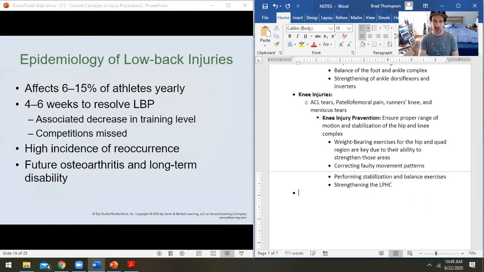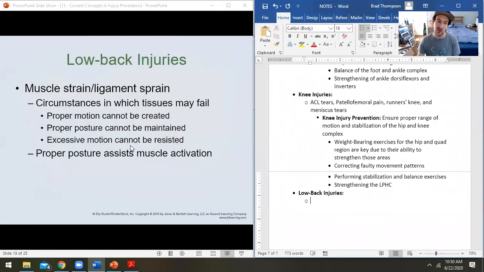Then we got low back injuries. Oh Lord, we're into my territory. Right, low back injuries. The problem with low back injuries is once they happen, they last a really long time. It takes 4 to 6 weeks to come back, and affects a pretty good chunk, 4 to 15% of athletes every year. Very high incidence of reoccurrence, similar to our ankle injuries. And the problem is that it can often lead to arthritis in the low back later on in life.